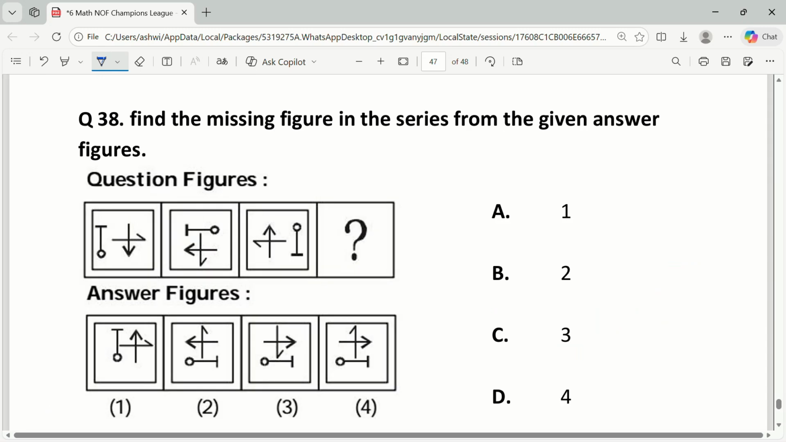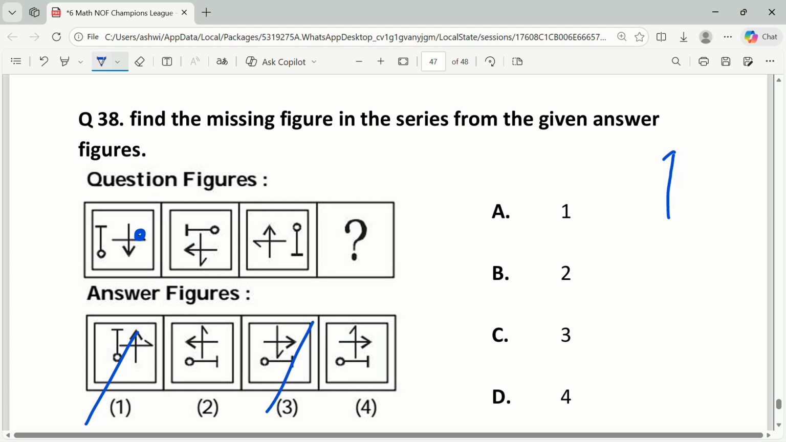Question 38. Find the missing figure in the series from the given answer figures. We can see in the 3 question figures that this arrow is first pointing towards this side, then the bottom side, then the left side. So now it will point towards the upside. Comparing with answer figures, options 1 and 3 have their arrows pointing towards right and down, so these are not the answers.